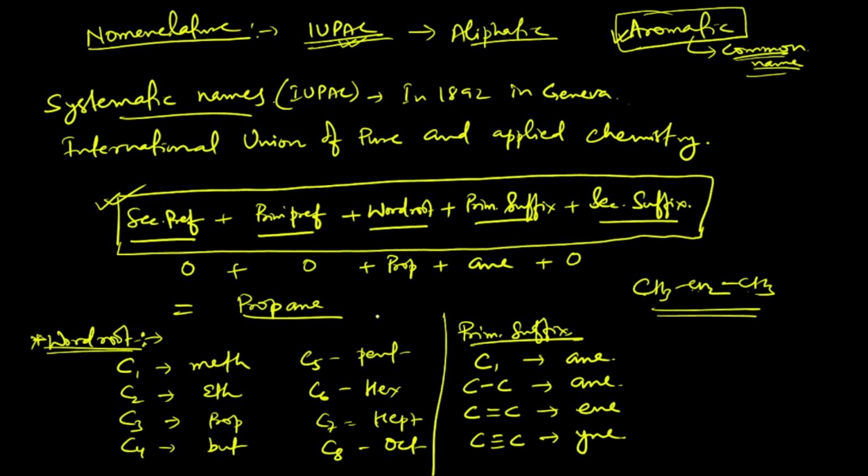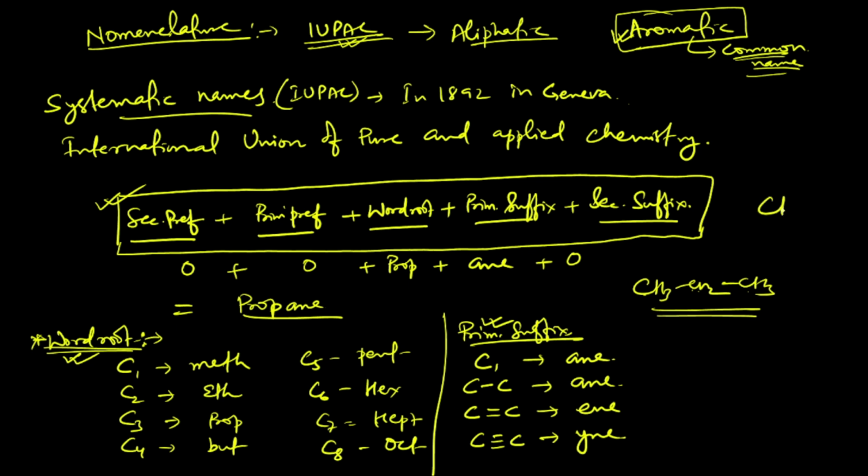Got it? So this much only we should know right now, because the rules we are going to say, we have to select the longest chain, okay, and then parent chain, then from which side we should do numbering, everything we have to learn. Okay, so first it is word root, then is primary suffix. These two are the basic requirement to name any of the molecules.